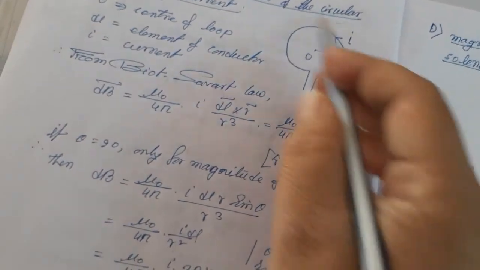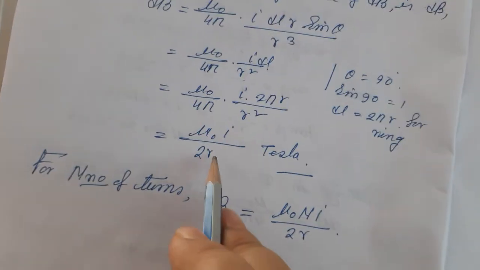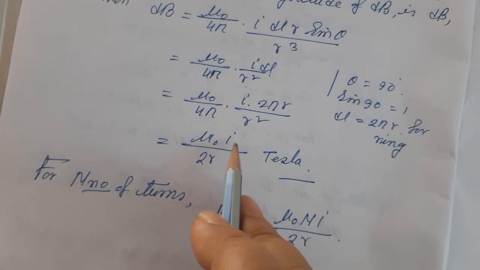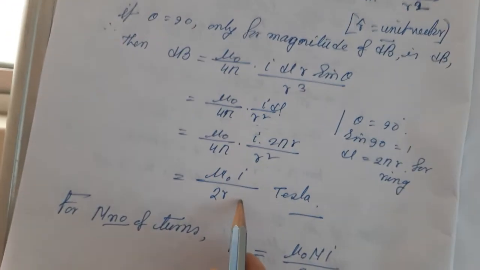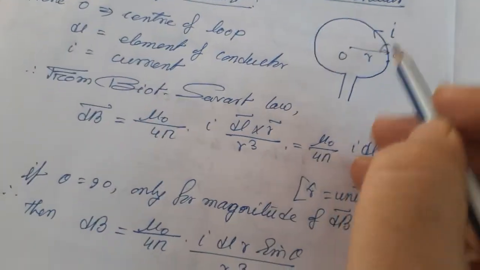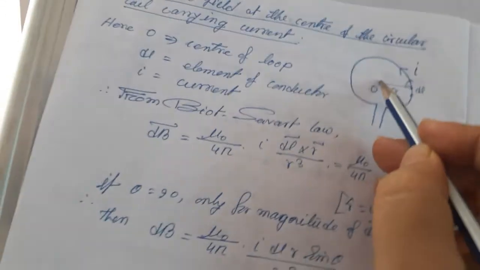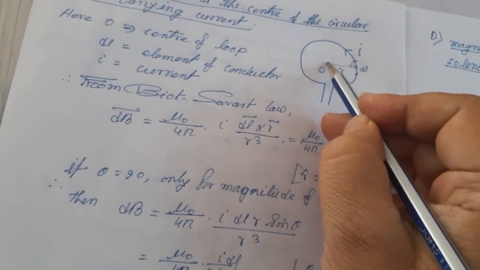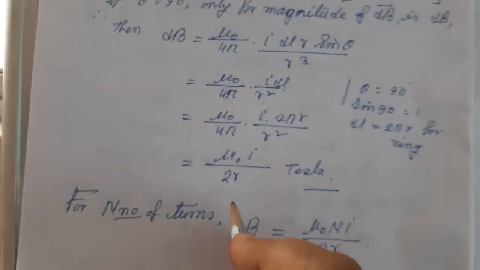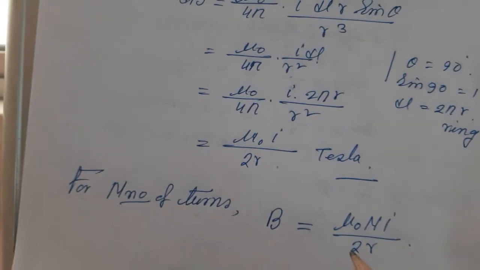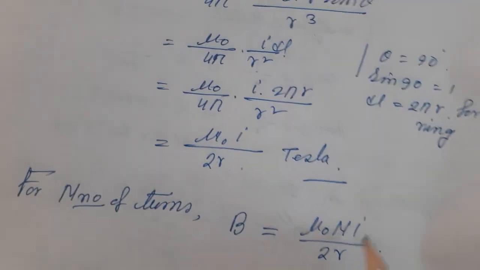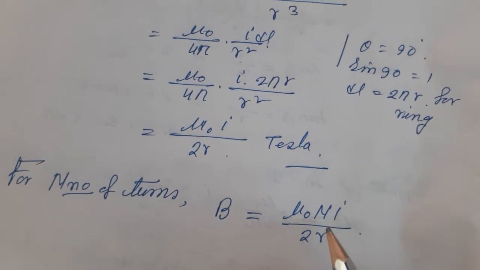For a circular loop, the total circumference is 2 pi r. So putting in 2 pi, we find dB is equal to mu 0 I by 2r. So the magnetic field at the center of the circular coil is mu 0 I by 2r Tesla. If there are N turns, then B is equal to mu 0 N I by 2r, where N is the number of turns.